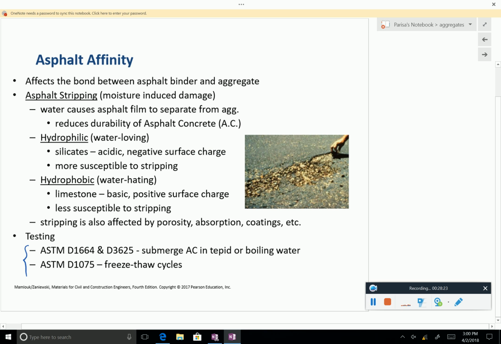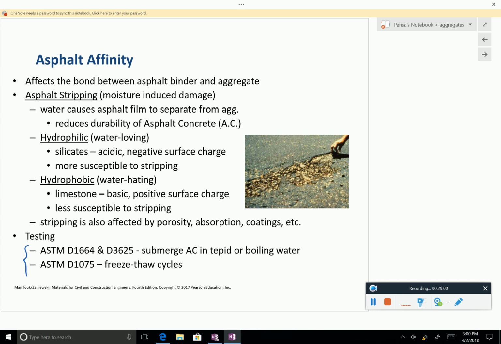And for asphalt concrete, there is a test which is important to find out whether the aggregates are hydrophilic or hydrophobic. This is important because if the aggregates are hydrophilic, that means they like water, they attract water, then the asphalt binder that you use may peel off from the aggregate. So you have a problem which is called stripping. The asphalt gets stripped off the aggregate.